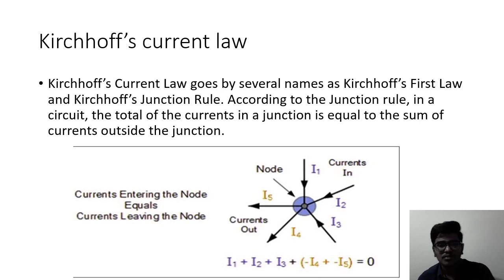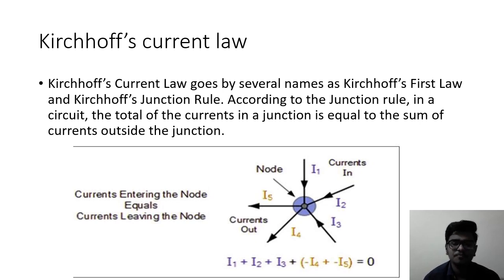The definition of Kirchhoff current law is, according to the junction rule, in a circuit, the total of the currents into a junction is equal to the sum of the currents outside the junction. Here the definition means that current entering into the junction should be equal to the current coming outside from the junction.